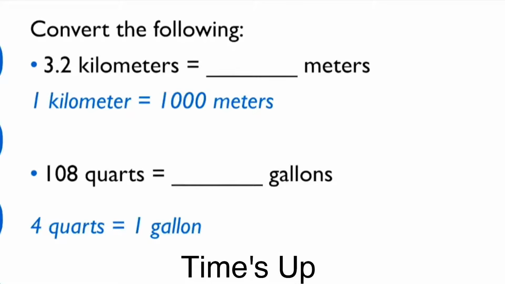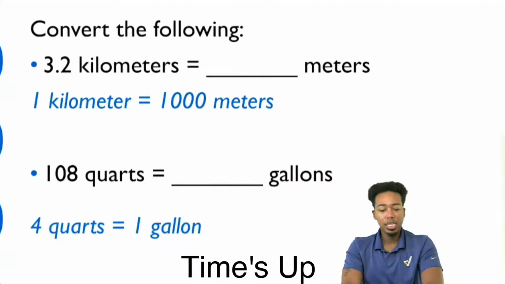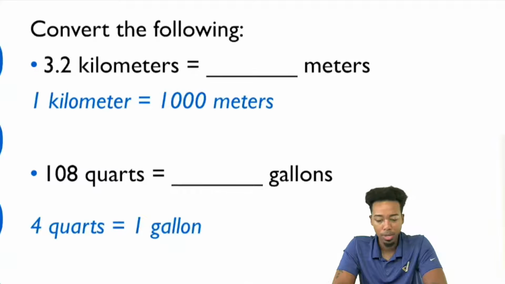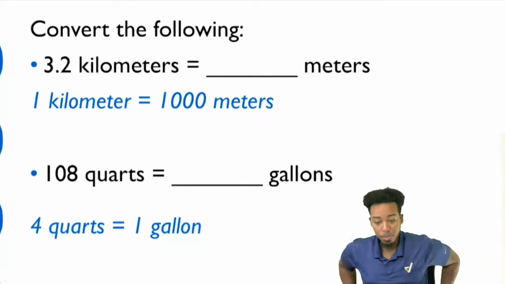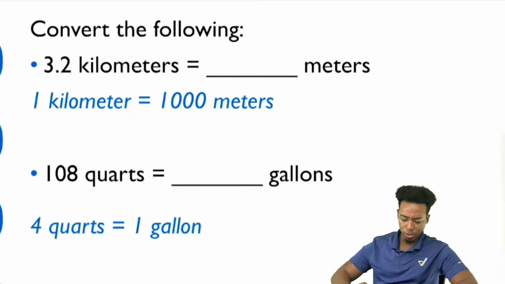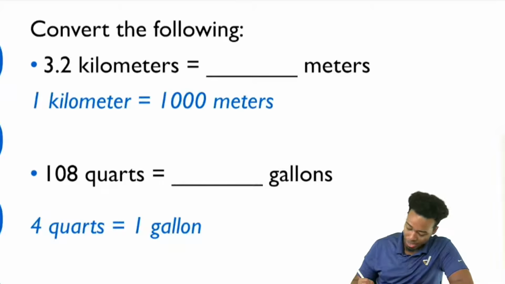So time is up. Let me bring my face back into it. There it is. Let's go through this and really work to understand both ways if we can. Here we go. 3.2 kilometers equals how many meters? Well, the answer here is going to be 3,200. That will be the answer.